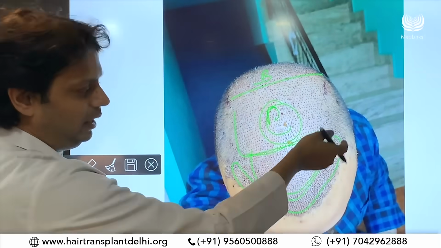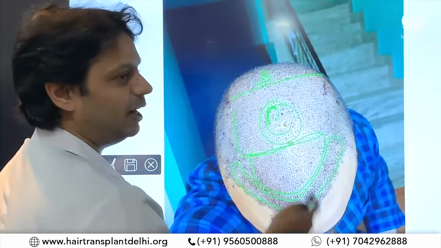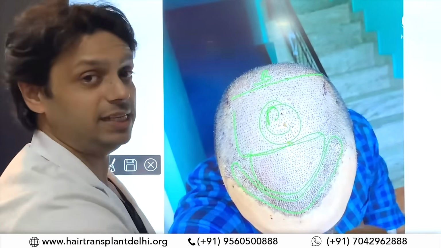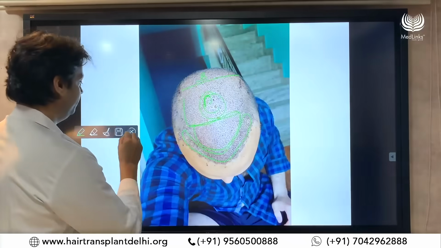Reason being, again, hairline is the most important area and that's going to define our face. Mid scalp can be managed by combing, and we'll see how this plan gave the result. What we achieved with this plan, we're going to see that later.